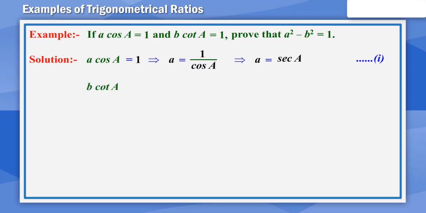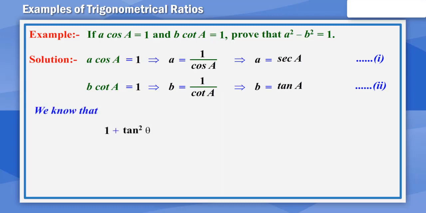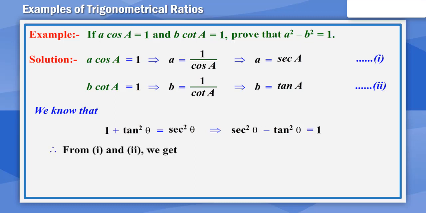Also given in the question that B cot A is equal to 1. This implies B is equal to 1 by cot A. This implies B is equal to tan A. Call this second. We know that 1 plus tan square theta is equal to sec square theta. This implies sec square theta minus tan square theta is equal to 1. Therefore, from first and second, we get A square minus B square is equal to sec square A minus tan square A, which according to our identity is equal to 1. Hence proved.